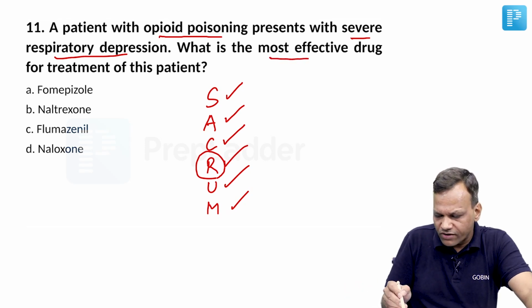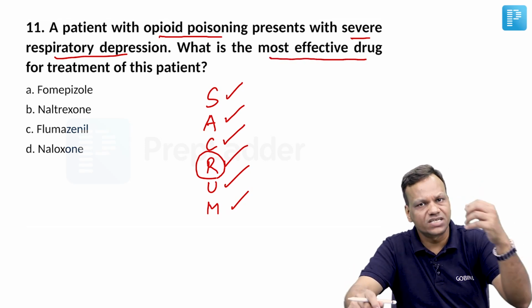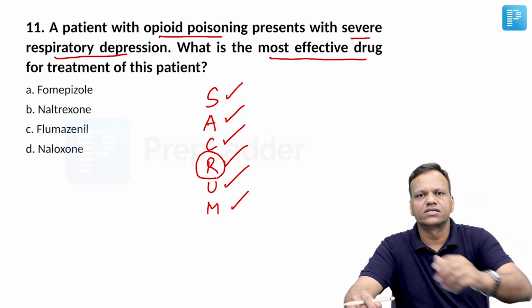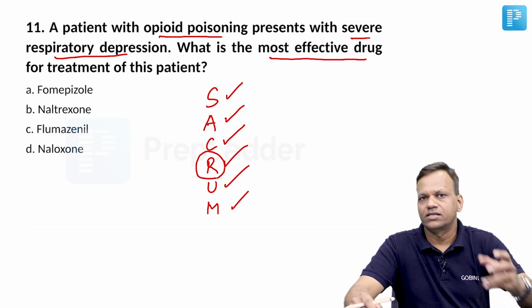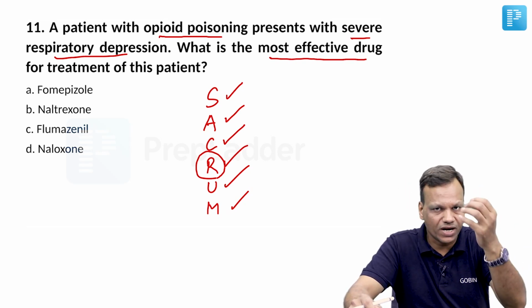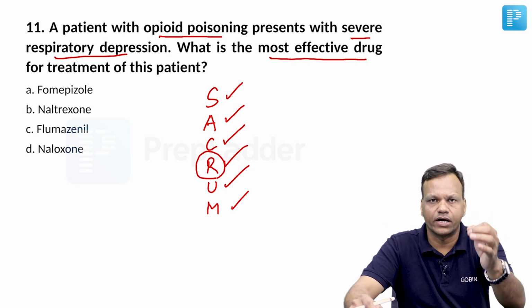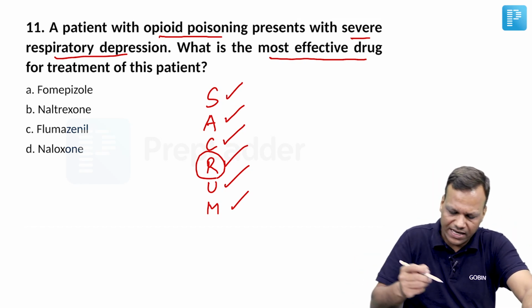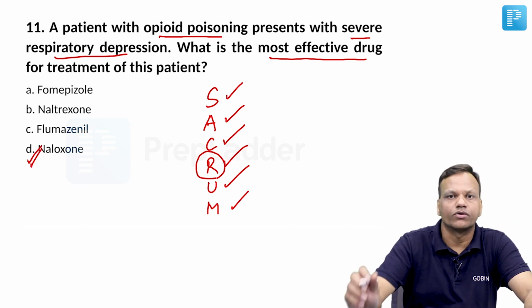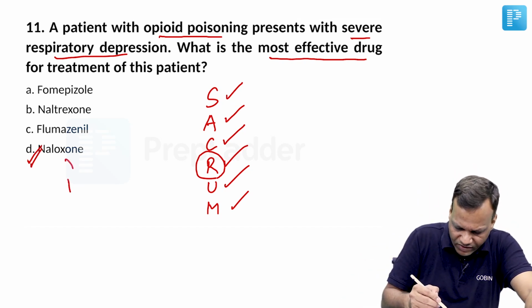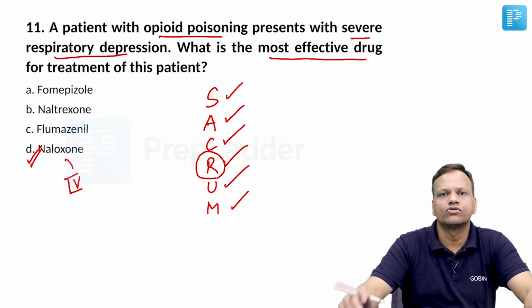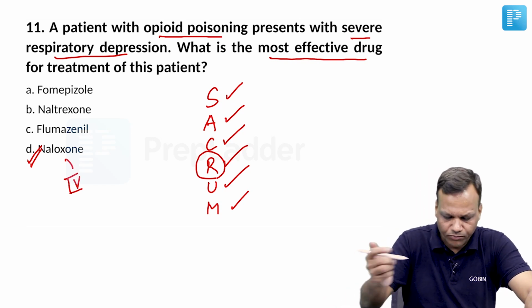So which is the most effective drug for treatment? So basically we have to block these opioid receptors so that the respiratory depression is reversed. So simple answer is, what is the drug of choice for acute opioid poisoning? And that we all know is naloxone. Naloxone has to be given IV, but it is a highly effective drug for opioid poisoning.